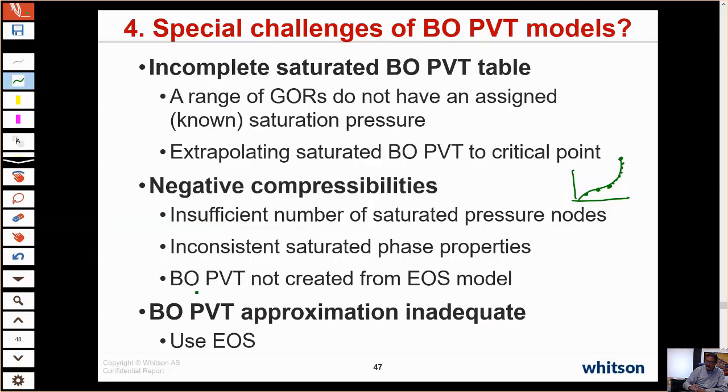The third one is that the black oil PVT is not created from the EOS model, but instead they got it from a French curve, or they just used correlations, and you don't know how they got the numbers. So there's a number of reasons you can get negative compressibilities. And the last challenge is that if the black oil PVT approximation is just inadequate, first you have to prove that. Okay? So you have to actually prove that it's not adequate. So that's a challenge.